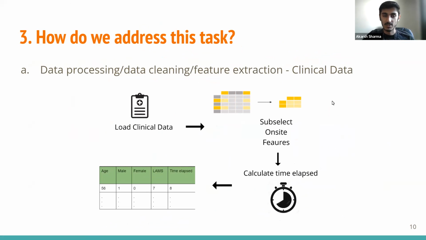So now our task, how we approached it once we had the data sets. As usual, in all data science projects, the first part is data preprocessing, cleaning, feature extraction, etc. For the clinical data, it was simple. Just load the clinical data, do some basic cleaning, and select the features that are available on site. Since the dataset we were provided was extremely huge, we only selected those features that we think the paramedics can get on site: the age, the LAMS score, the height, weight, etc. And we calculated something called the time elapsed, which is just the time in minutes between when you start recording the EEG and the time the person gets a stroke in the ambulance.